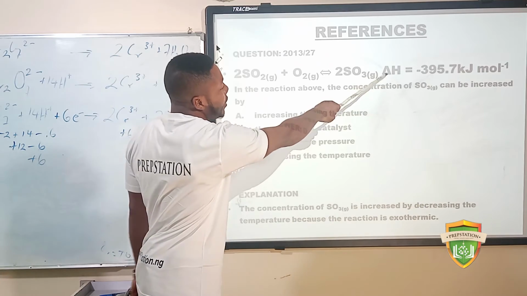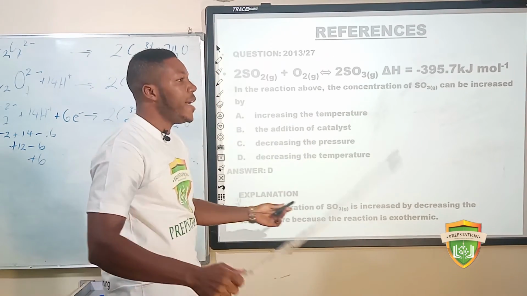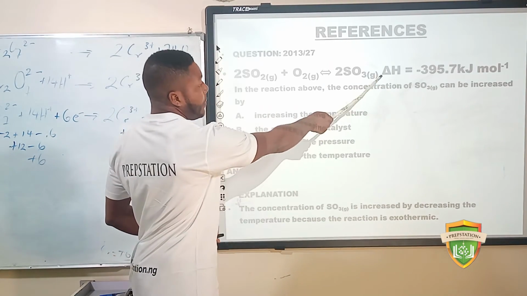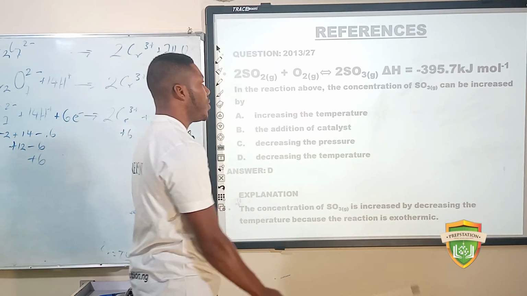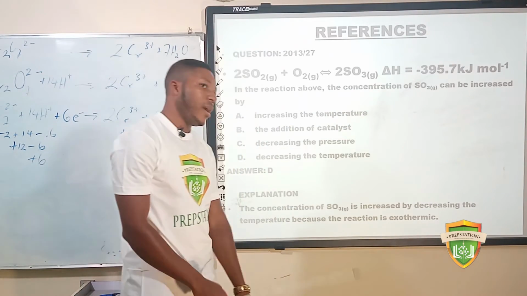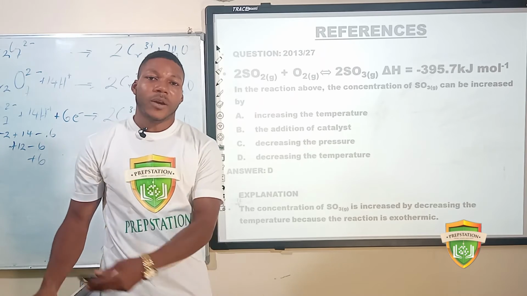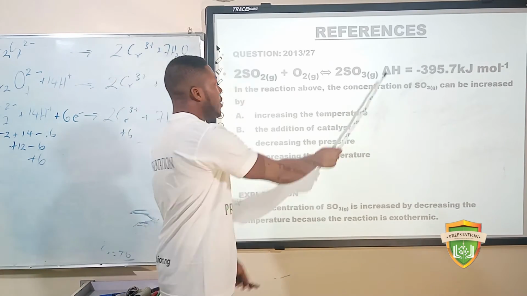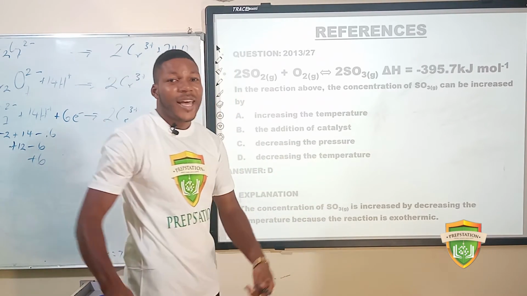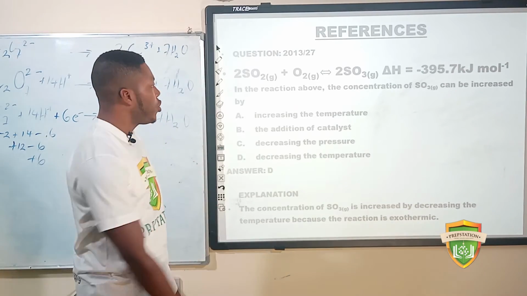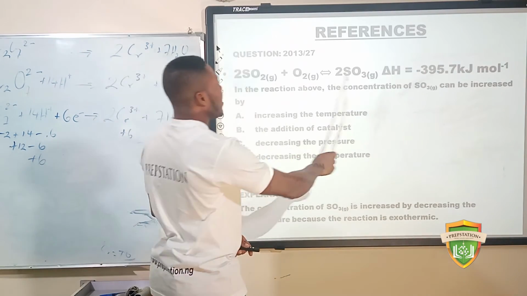Delta H is the enthalpy change, that is, the change in the heat of the reaction. When the enthalpy change of reaction is negative, we call that an exothermic reaction. But when the enthalpy change is positive, we call it an endothermic reaction. So this is an example of an exothermic system.